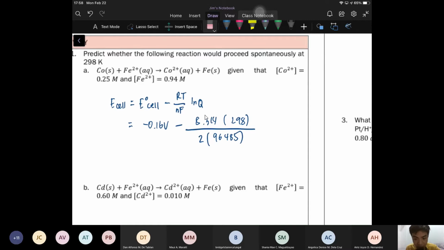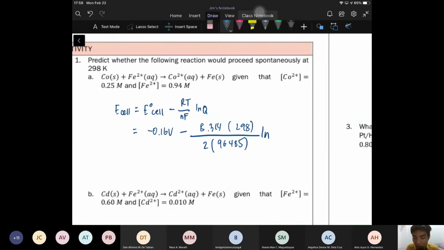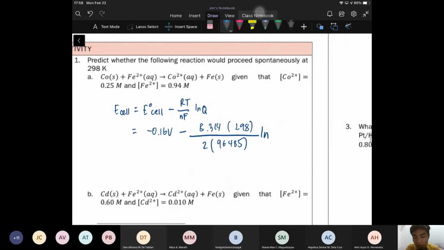8.314 joule per mole Kelvin, 298 Kelvin, 2 moles, and 96485 coulombs per mole. How about the Q? I don't know if naalala niyo pa yung equilibrium niyo dati. Okay. So, ano yung equilibrium constant sabi sa GenChem?